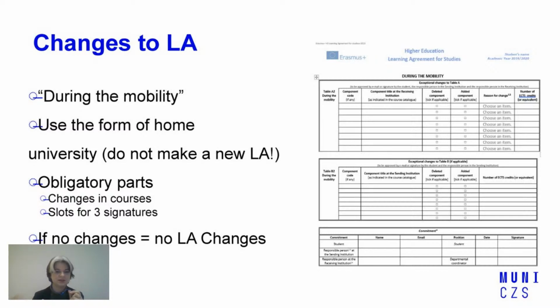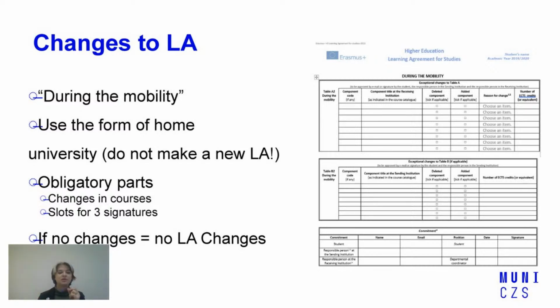Underneath is the second table, where you write down what our courses will be recognized as at your home university. So that's something that you already did for the original learning agreement. So you know what this is. You've been to this rodeo before.